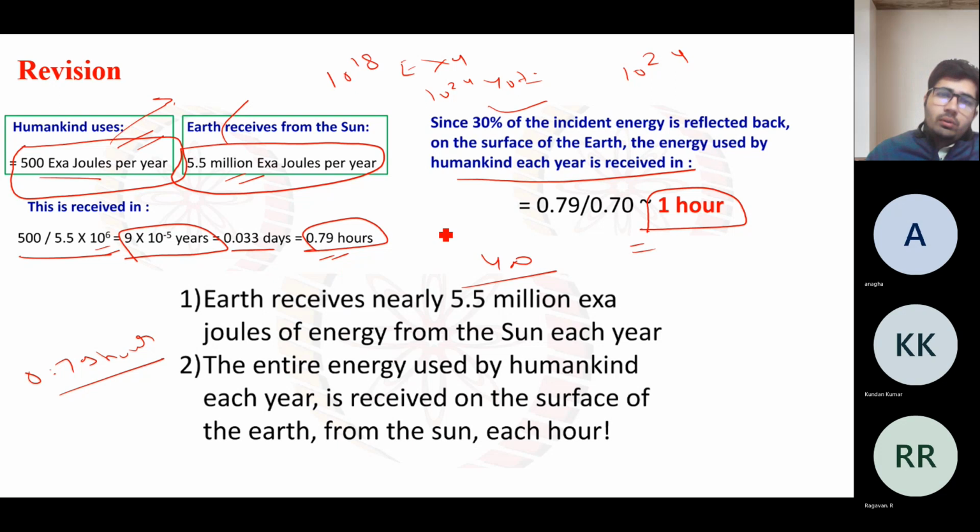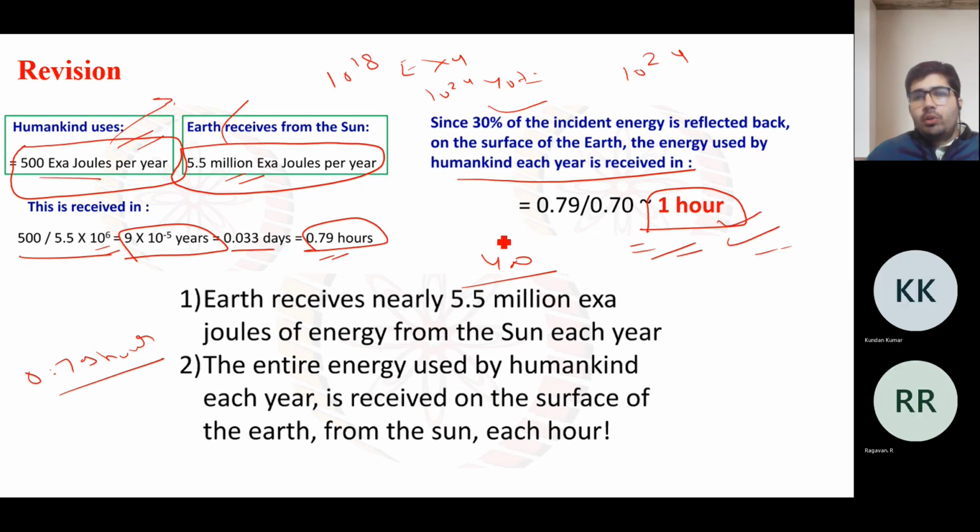So from the previous slide's calculation and this slide's calculation, we can see that our whole year requirement is fulfilled by the sun in just 1 hour. Suppose you have a technology that is able to tap only a very small fraction of the energy, then you would still get the complete requirement in 1 day or 2 days, because the complete energy is coming in just 1 hour. So there's ample scope to tap the sun's energy to fulfill our daily energy demands.